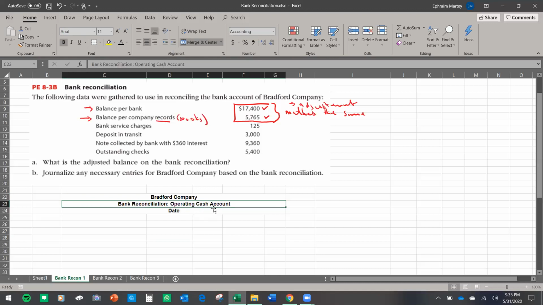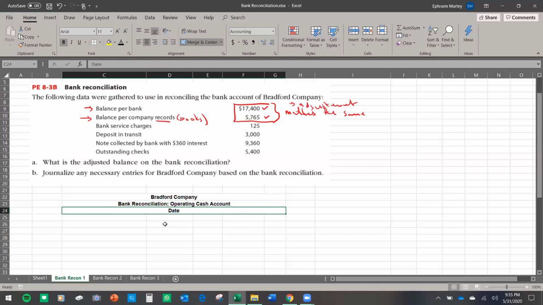I chose operating cash account because we have types of cash account. If you take intermediate accounting, you will realize that we even have an account that we don't touch, that we have to use in the future, okay? And you have to put the date here. We don't have any date here, that's why I don't have any date here.